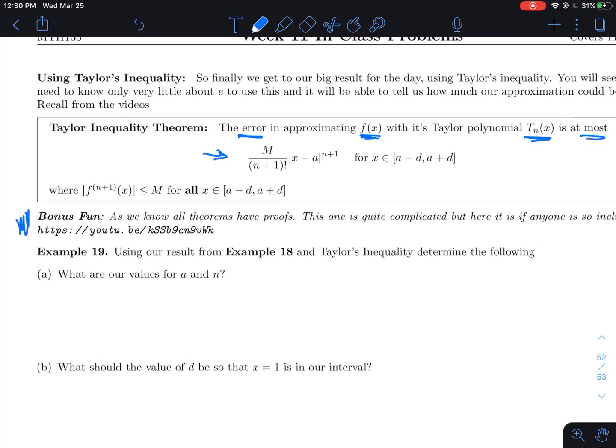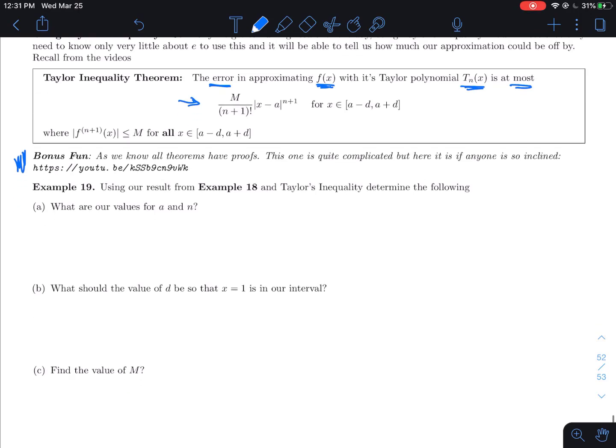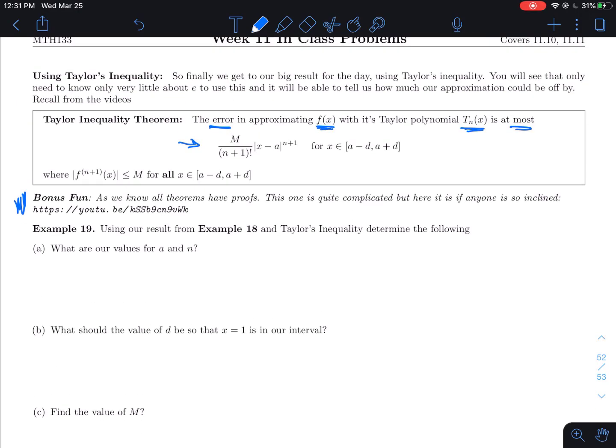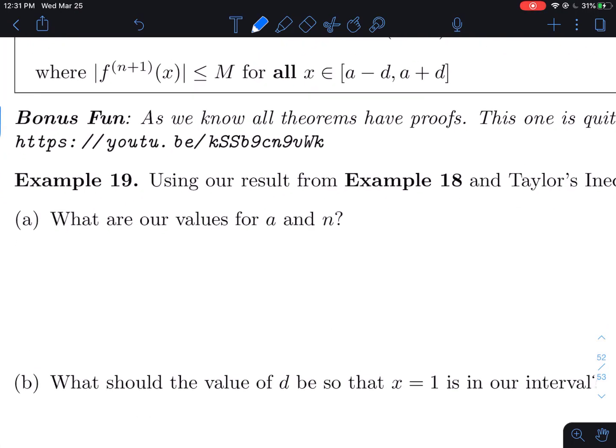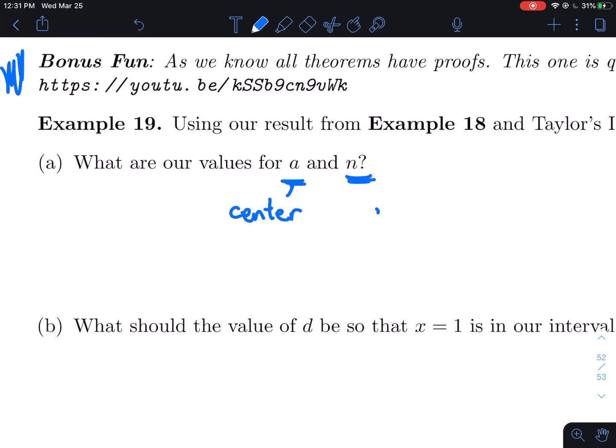All right, so I'd like to go through this using my results from example 18, and fill in the blank. What is a, what is n, what is d, what is M? What are all of these variables that we have here, and what do they mean? Starting off with a, what are our values for a and n? Remember, a comes from 11.8, where we first saw something like this. A is supposed to be the center of our Taylor polynomial, of our Taylor series. N is supposed to be the degree for our approximation. We didn't continue on forever.